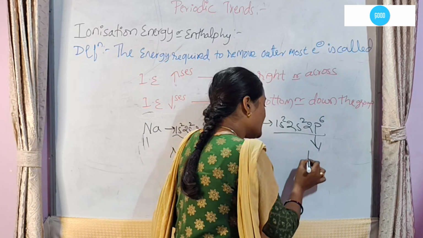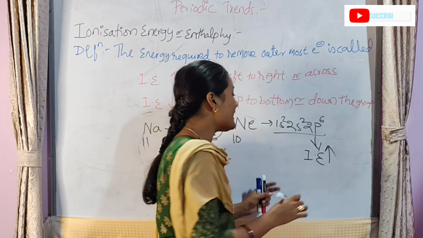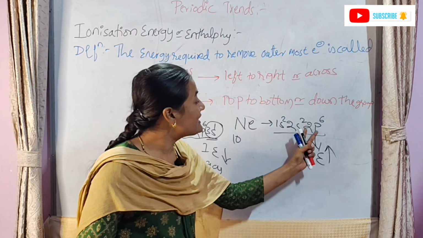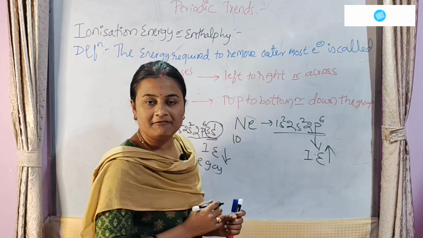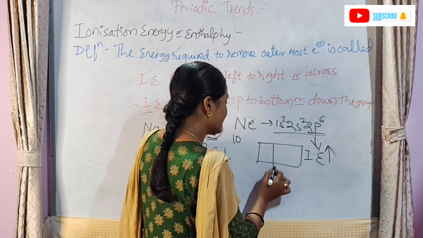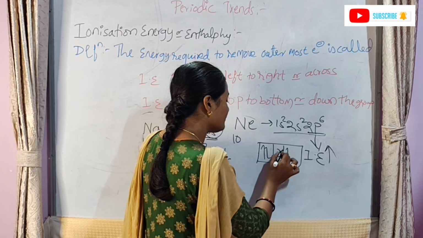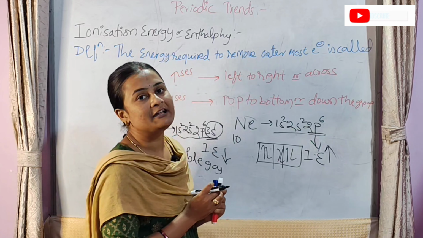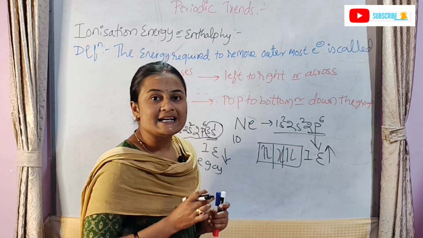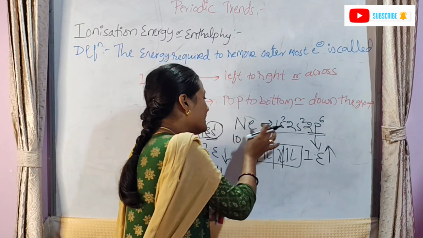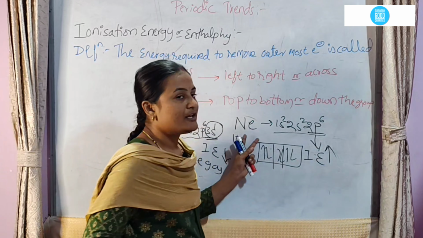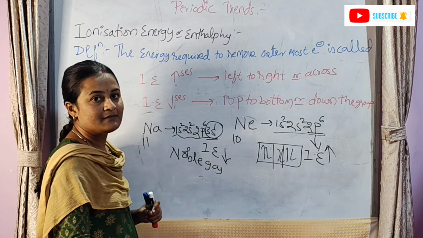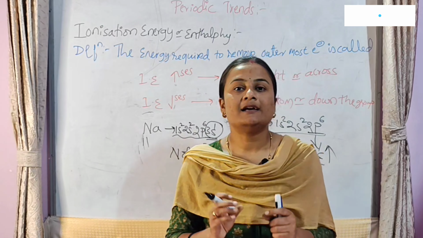Here, a huge amount of energy is required to remove the electron present in the p orbital, because neon has a completely filled configuration. If you fill the electrons, you will get 1, 2, 3, 4, 5, 6. Here it doesn't want to lose the electron because it has a completely filled configuration. This is the reason the ionization energy is more for neon and less for sodium.